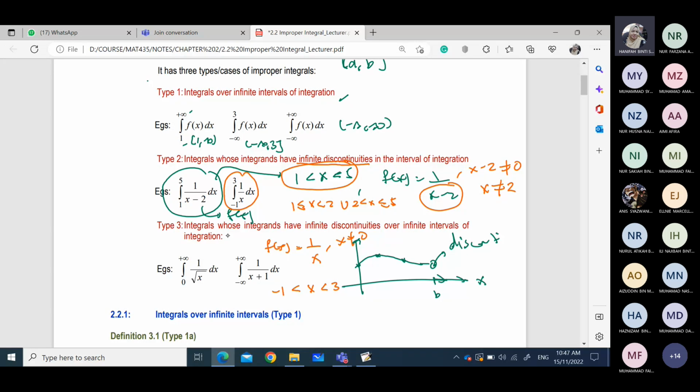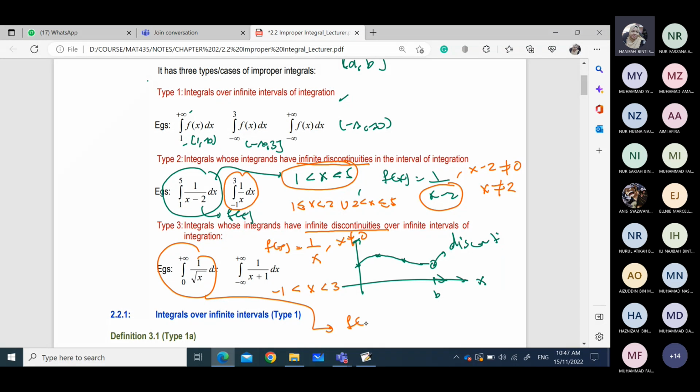In type 3, integrals whose integrands have infinite discontinuities over infinite interval of integration. So yang ini untuk type 3. Okay. So type 3, the integral whose integrand has infinite discontinuities. Dia ada discontinuities kat situ. Okay. And then it is involving infinity also. Untuk yang macam ni. Okay. Right. So for this example, yang ini, kita ambil contoh yang pertama ni. Kenapa kita katakan dia adalah type 3, which is integral whose integrand has infinite discontinuities.